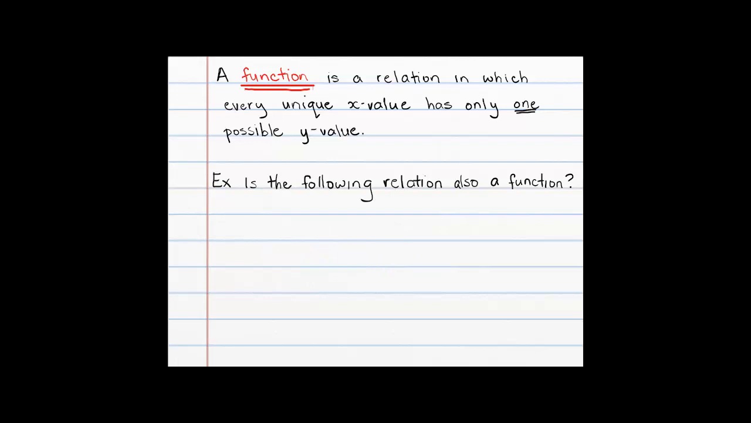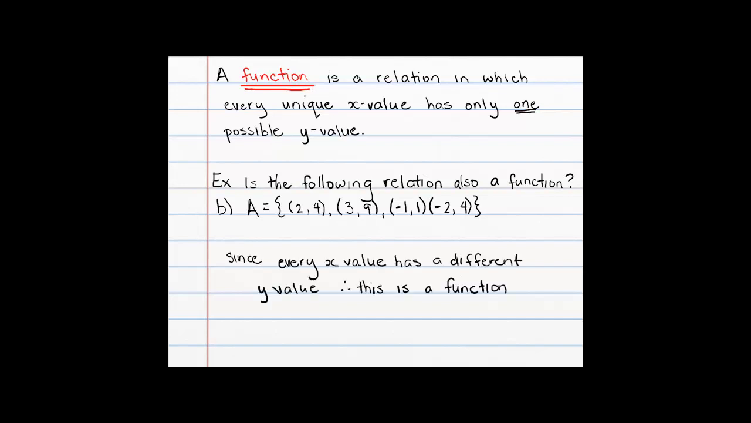Let's look at another example. In this set, I'm going to give you, again, 4 ordered pairs. These ordered pairs have 4 different x values: 2, 3, -1, and -2. If I examine this set, I can see that each x value has only one possible y value. No x value is repeated, and therefore no x value will have more than one y value. Since every x value has only one y value, this will be a function.